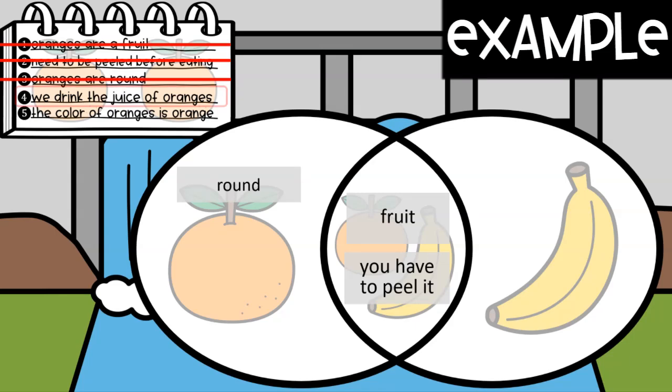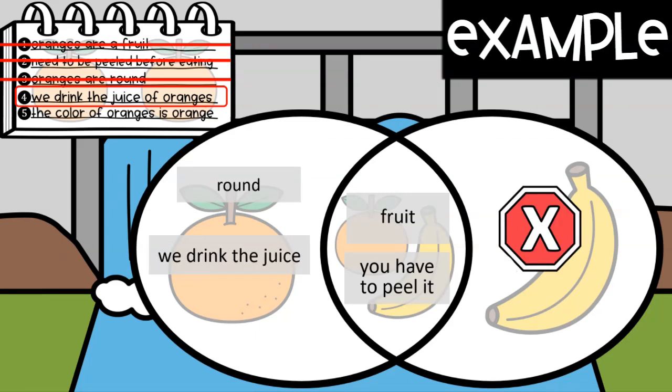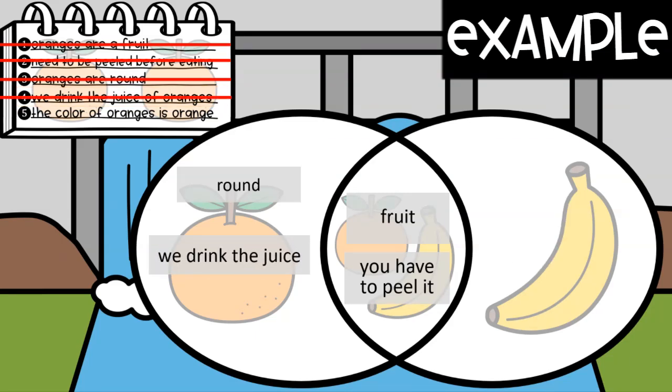What about this one? We drink the juice from oranges. Where does that go? Right, that's also only true about oranges. We don't drink banana juice. And now it's time for our last piece of information we gathered about oranges. They are orange in color. Yep, you knew where that one went too.